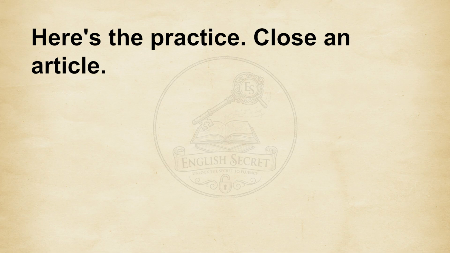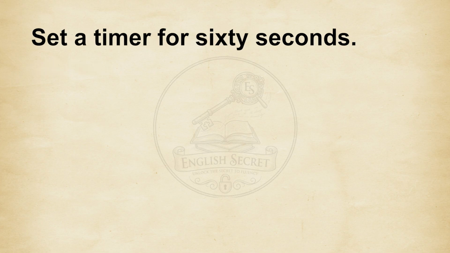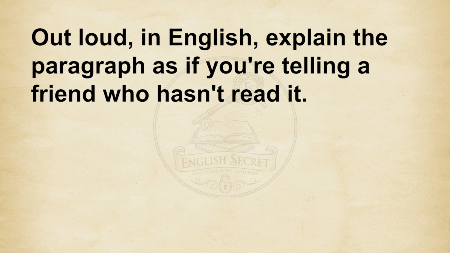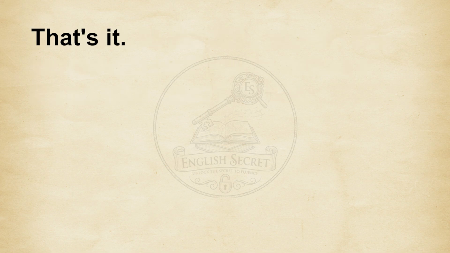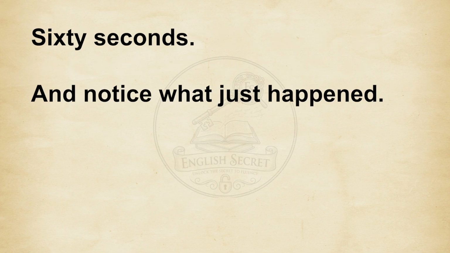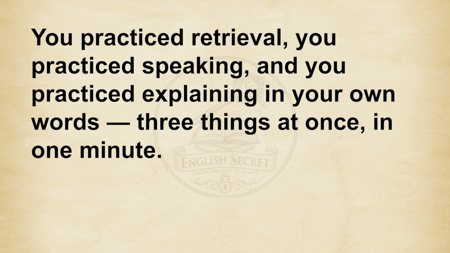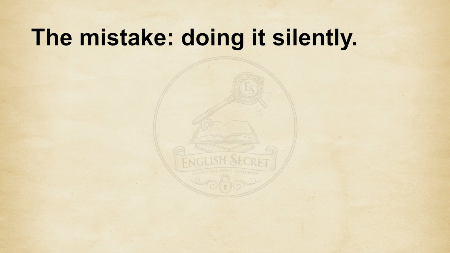Here's the practice. Close an article. Set a timer for 60 seconds. Out loud, in English, explain the paragraph as if you're telling a friend who hasn't read it. That's it. 60 seconds. And notice what just happened. You practiced retrieval, you practiced speaking, and you practiced explaining in your own words, 3 things at once, in 1 minute.